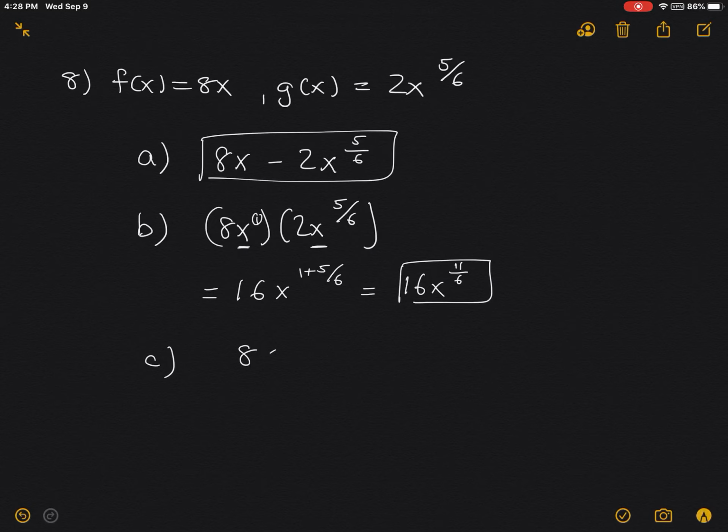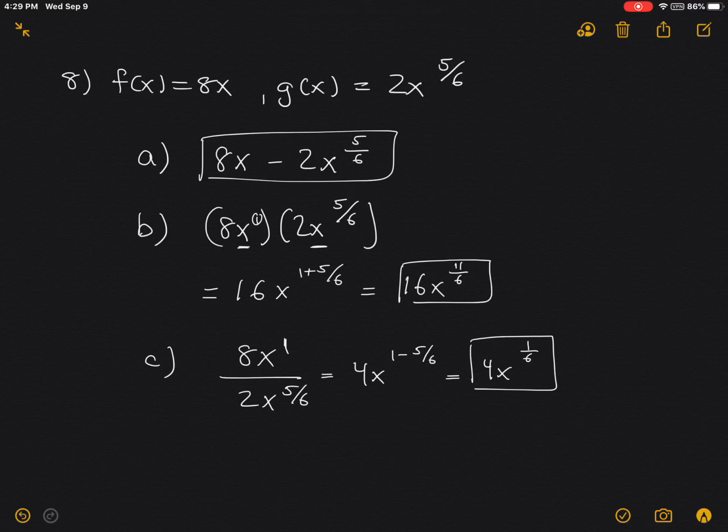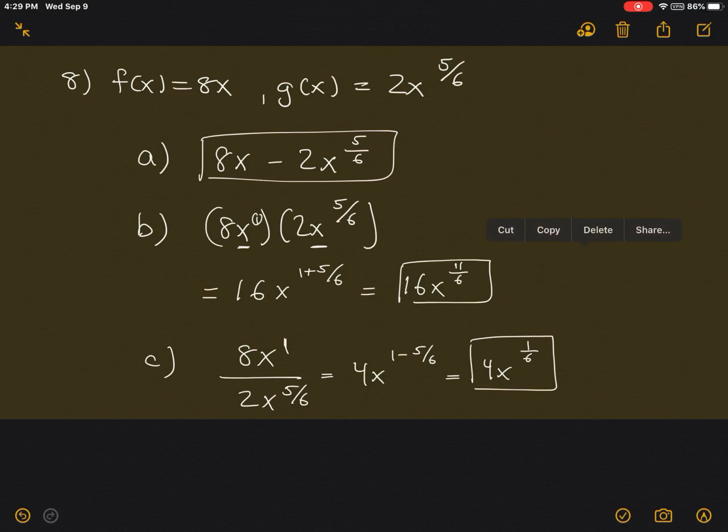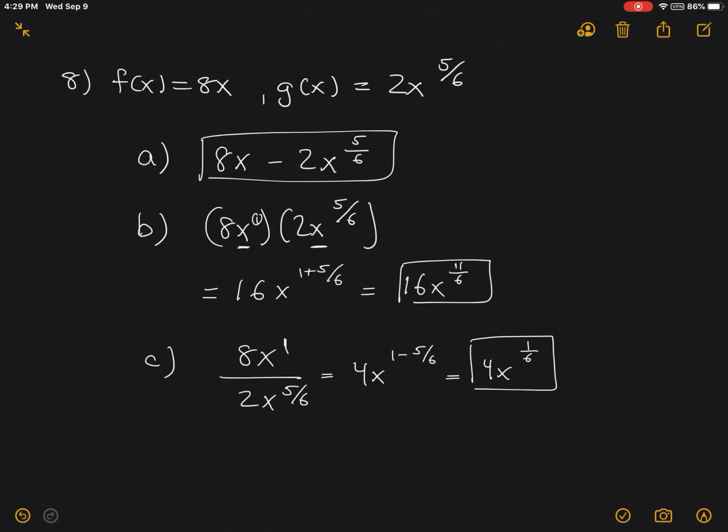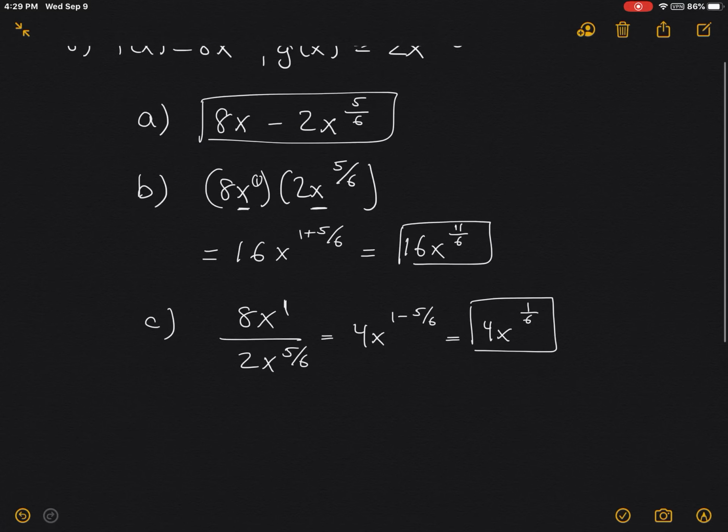And then part C, you're asked to divide, so 8x divided by 2x to the 5 over 6. I would ask you to simplify this even further. 8 over 2 is 4. And again, this exponent right here is a 1. When you're dividing, the quotient is basically the numerator exponent minus the denominator exponent. So again, properties of exponents, that's the skill being asked here. And your final answer is just 4x to the 1/6. So B and C require a little bit of properties of exponents.